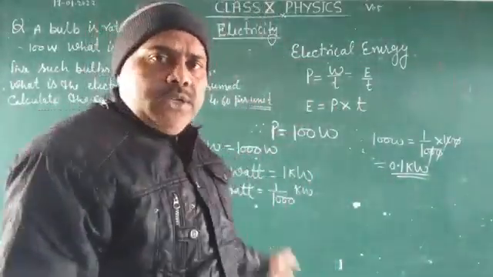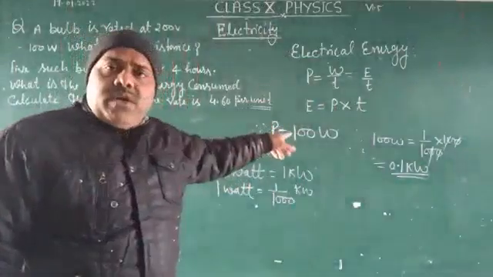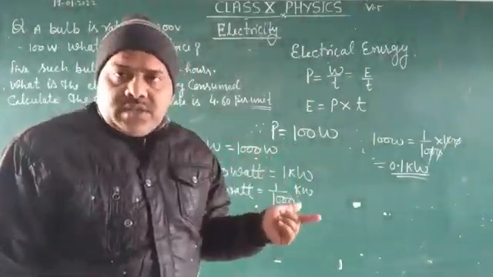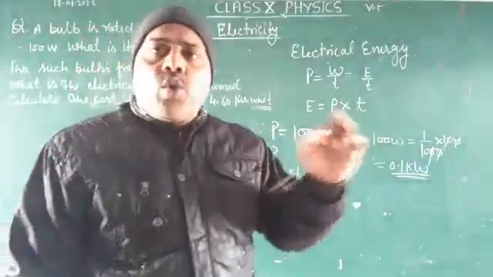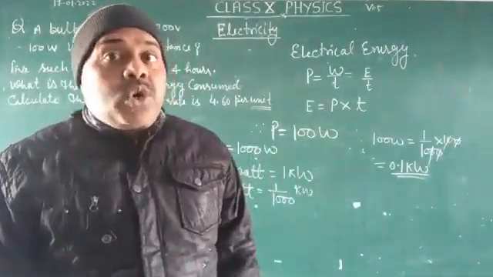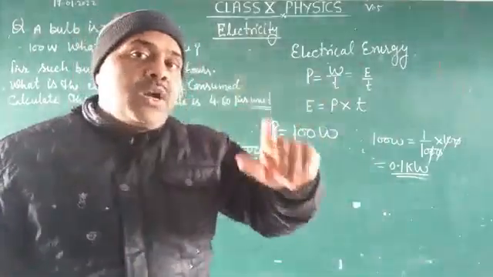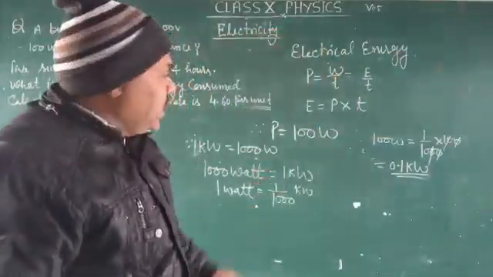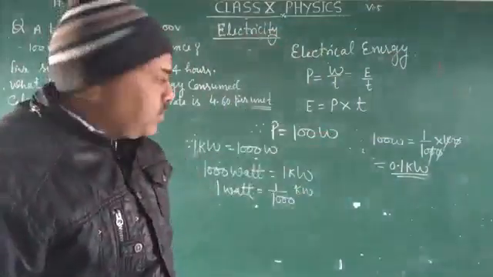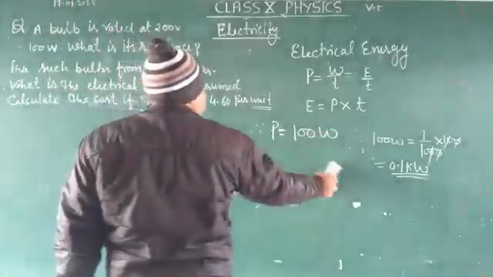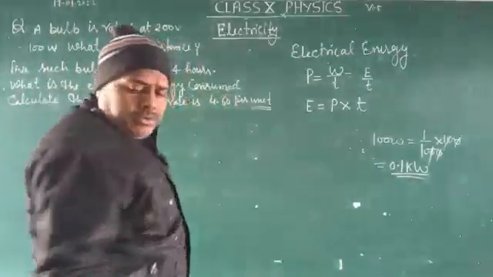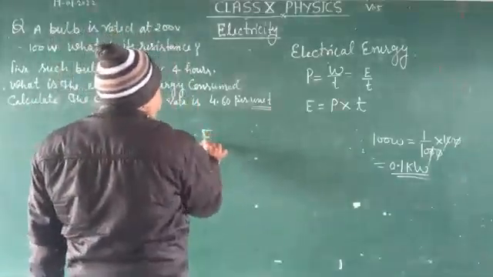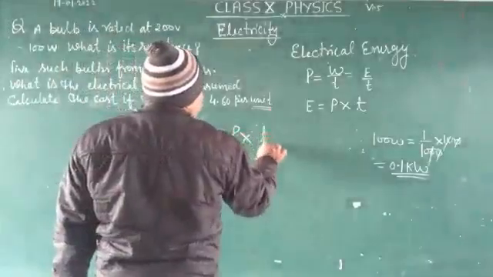Okay, dear students, you can see once again how we convert, because the question is given in watt. We should convert it into kilowatt because we have to find it in kilowatt hour, since 1 unit is equal to 1 kilowatt hour. So we convert watt into kilowatt and write 0.1 kilowatt. Then 0.1 kilowatt is the power, and here we can write consumed energy is equal to power multiplied by time.